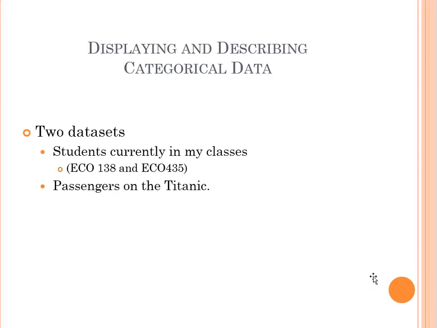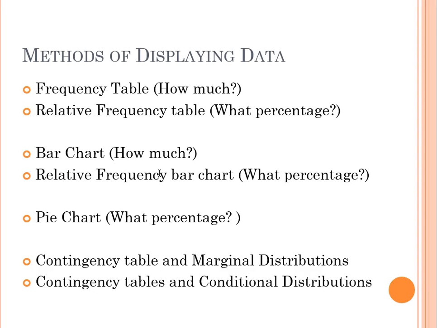So what we're going to be going over today is how to display categorical variables. And I'm going to be focusing on two different data sets. One data set is just students that are currently in my class, and we're going to try to describe them and display that data. The other one is the passengers that were on the Titanic. And again, what we're going to do is describe what type of passengers were on the Titanic and try to display the data.